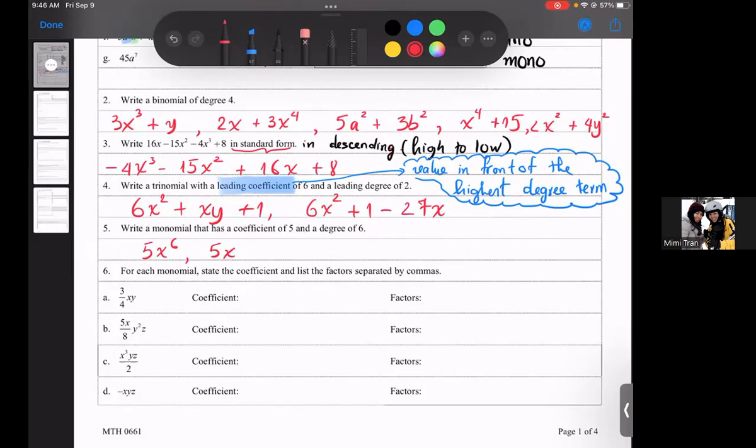Good. 5y to the 6. Anything else? Yeah, go ahead. 5 to the 6th power. It's just 5 times 5 times 5 times 5, 6 times, just a number. So that'll be x to the, there's no x. So there's no degree. No, there is. So 5 to the 6 is what? If you put it in your calculator, what's 5 to the 6 equal?